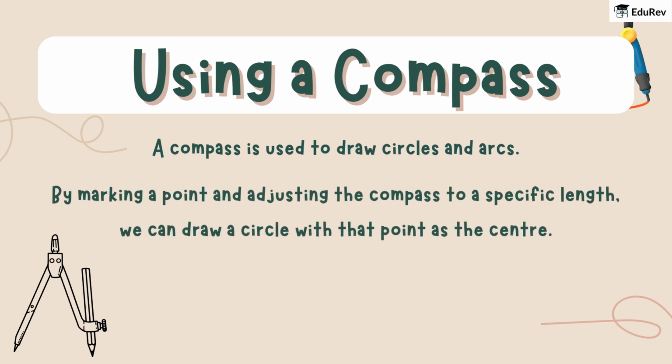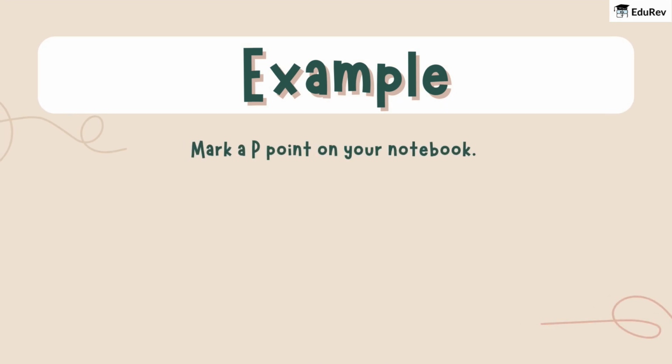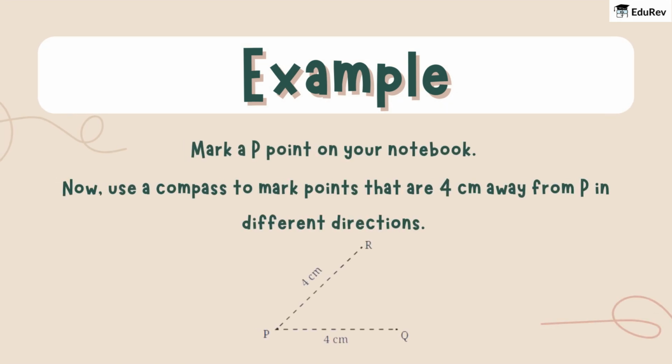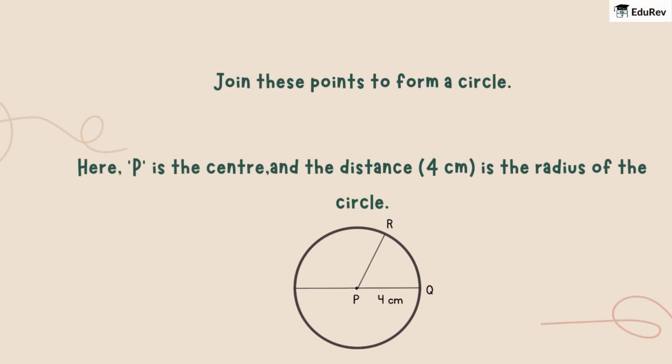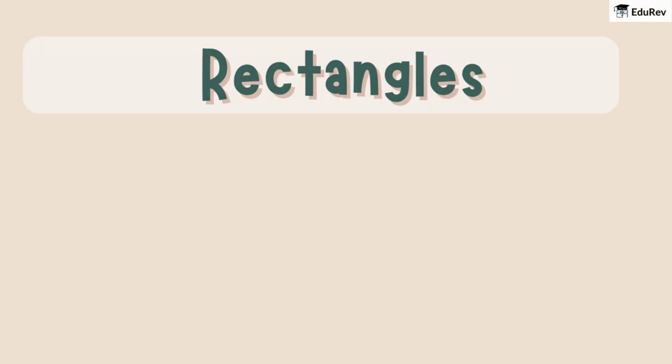By marking a point and adjusting the compass to a specific length, we can draw a circle with that point as the center. Mark a point P on your notebook. Now, use a compass to mark points that are 4 centimeters away from P in different directions. Join these points to form a circle. Here, P is the center and the distance, 4 centimeters, is the radius of the circle.